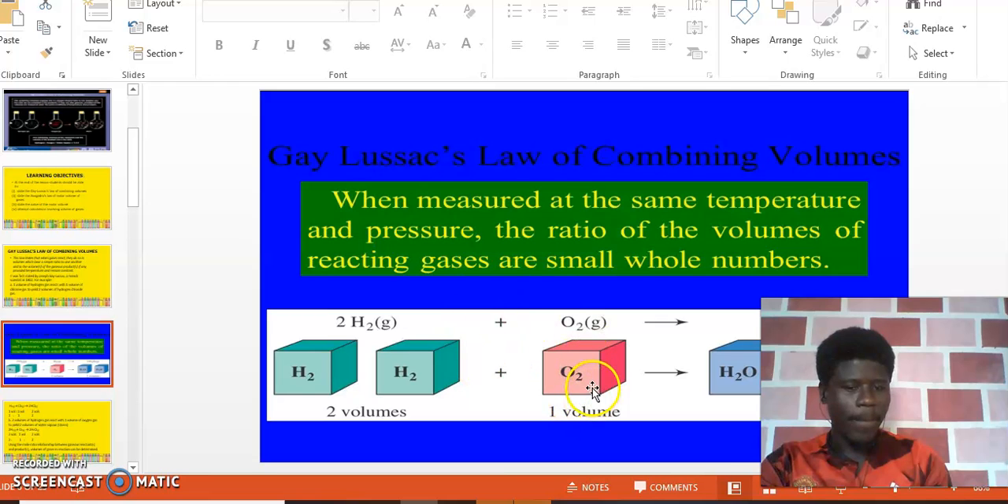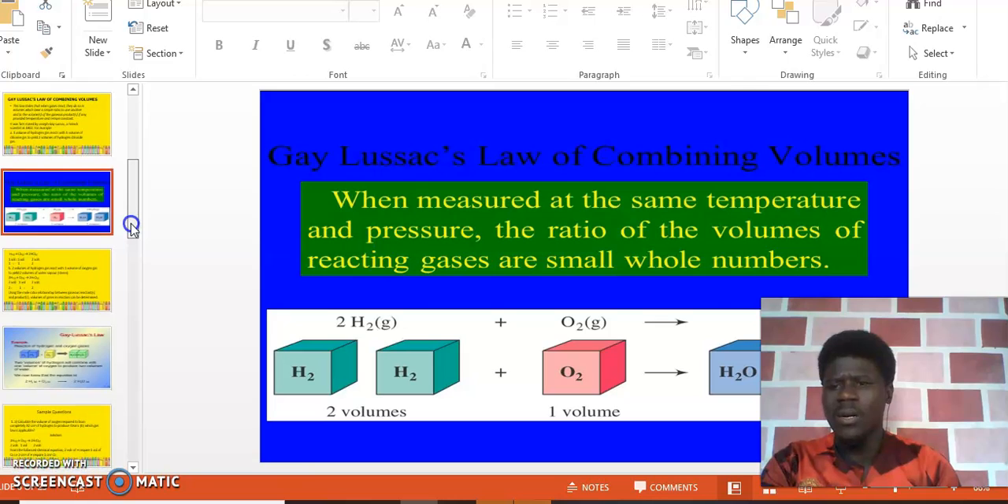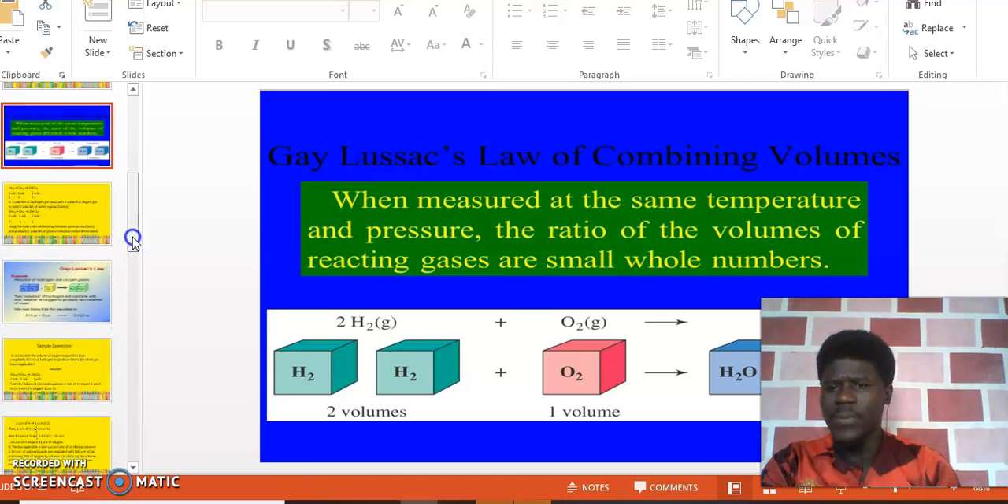If you're right, that will be 5, because 2 is to 1, 4 is to 2, 6 is to 3, like that. That's just a ratio thing you're going to do. And if you're dealing with water, 2 is to 2, so 4 is to 4, so it is a ratio of 1 to 1. So that's what Gay-Lussac's law is about. So let's look at an example. An example solved.